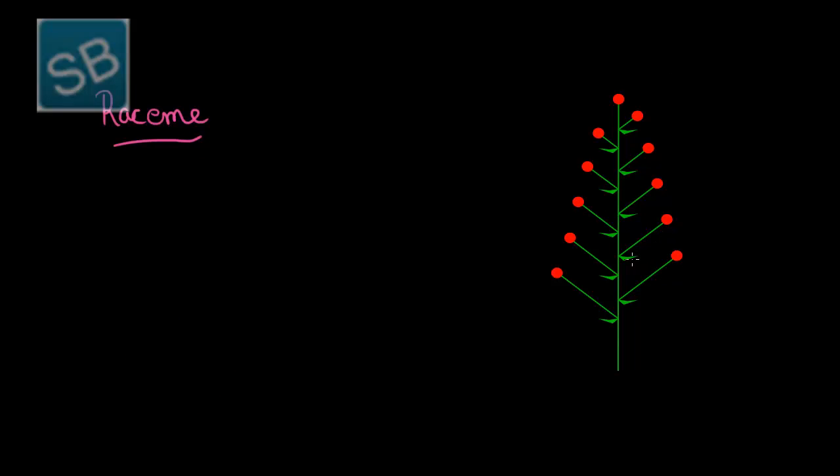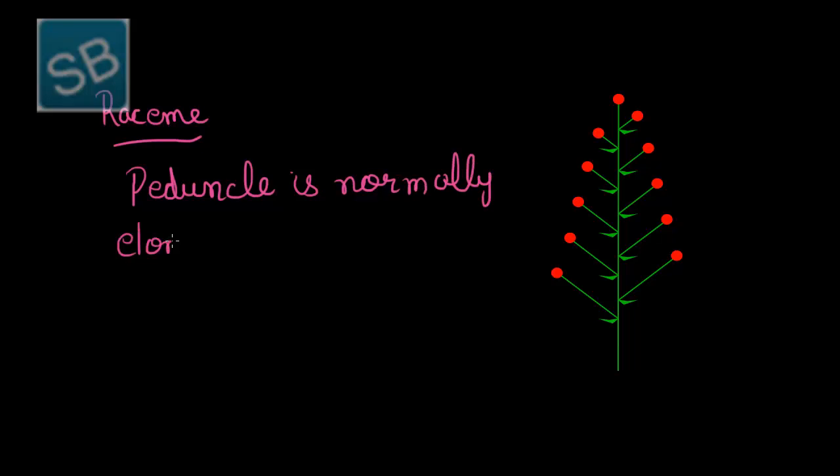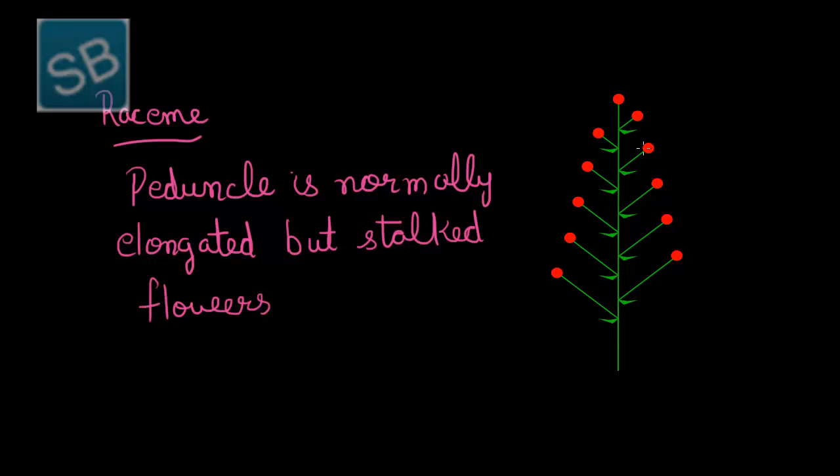This figure depicts the raceme type of inflorescence, that is, the pattern or arrangement of flowers on the peduncle. As it can be seen from the figure, the peduncle is normally elongated in such type of inflorescence, but the flowers are attached at the apex, and such flowers are known as stalked flowers. That is, in raceme type of inflorescence, the peduncle is normally elongated, but stalked flowers occur. That is, the flowers are located at the tip of the pedicel.